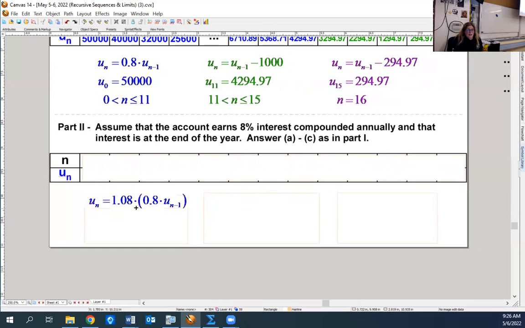Well, I'm going to take the same thing I had before, but this time I'm going to get 8% on it. And again, I'm starting at 50,000. And I won't reveal the big reveal about what the domain is here.